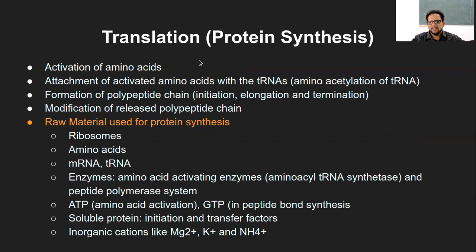Translation in general is referred to as protein synthesis. It has different steps in it. For example, activation of amino acid, then attachment of this activated amino acid with the tRNA so that it forms a certain complex, and then this tRNA will take it to the ribosome. It will attach there based on the sequence recognized from the mRNA transcript and the anticodon present on the tRNA, and of course the binding sites and so on.